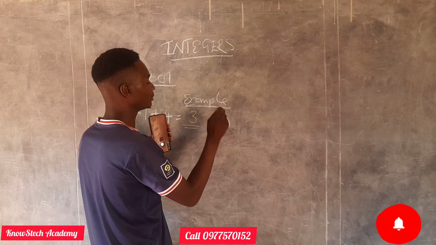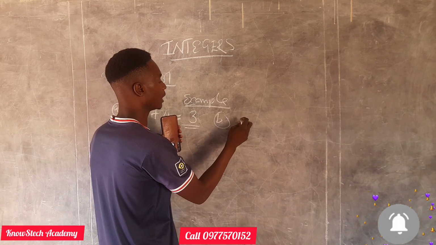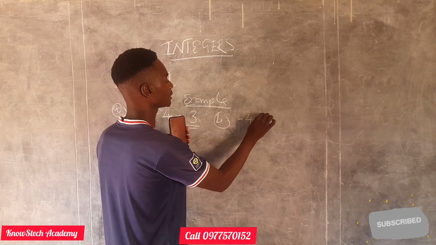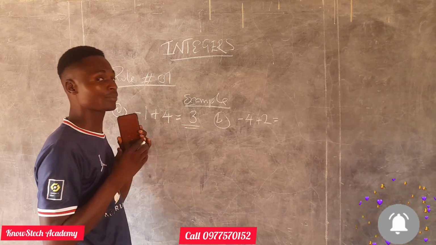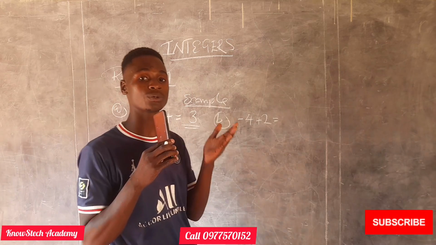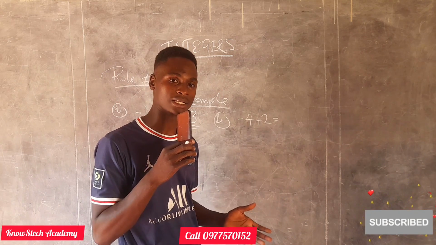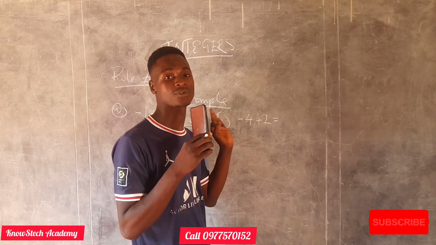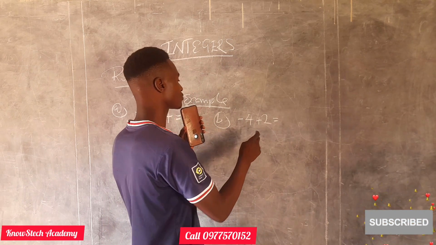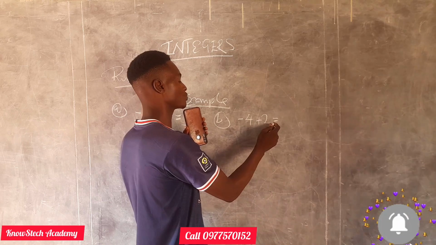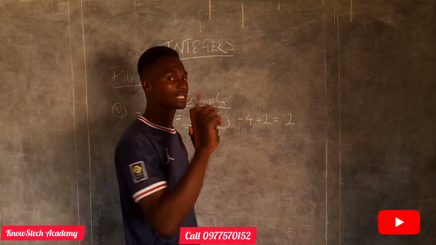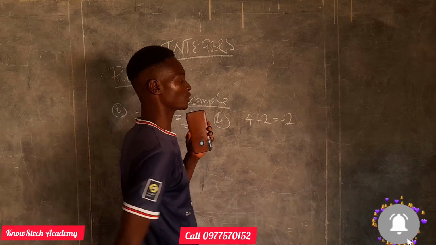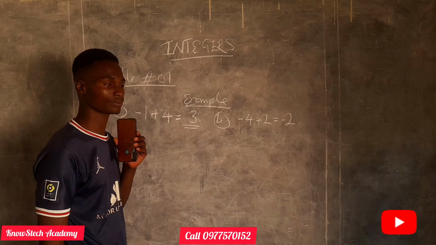So the answer is just +3. Another one will be, let's say we have -4 plus 2. You have two numbers with different signs. So what you do here, just subtract and then get the sign from the bigger number. When you subtract here, it will be 4 minus 2, which is 2. The sign from the bigger number is negative, so it will be -2. Okay?